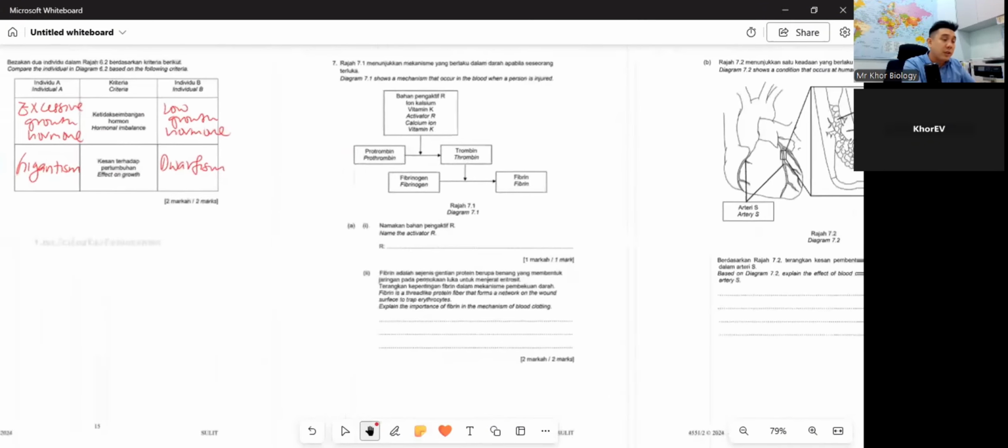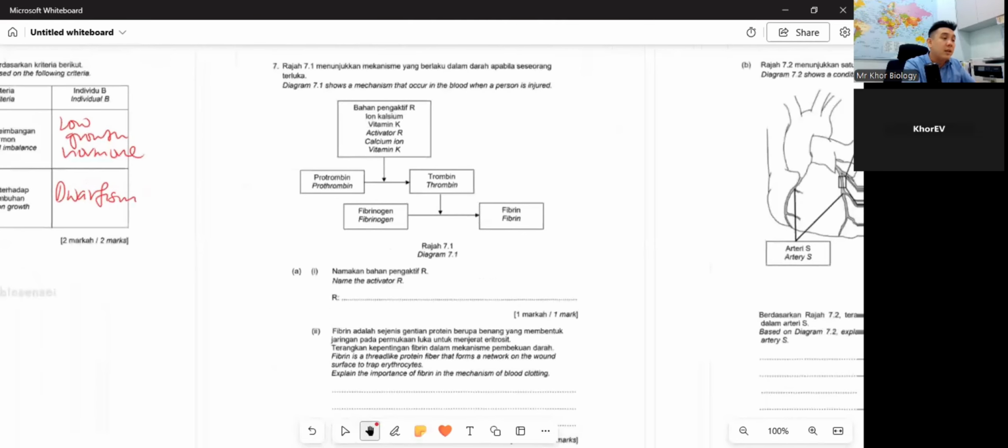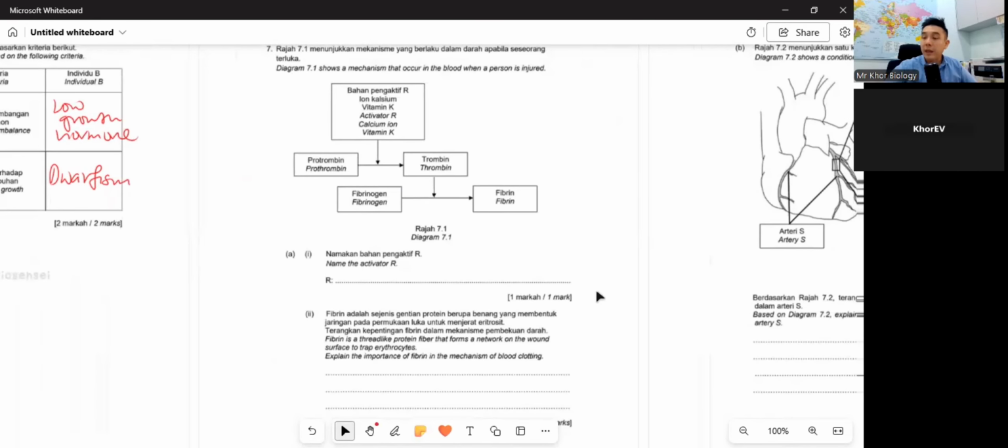All right, guys. Question 7. Tada, the moment I see calcium ion and vitamin K, it is blood clotting. Guys, blood clotting. Now, activator R is thrombokinase. This one, nothing much here. Explain the importance of fibrin. Guys, fibrin is used to reduce blood loss.